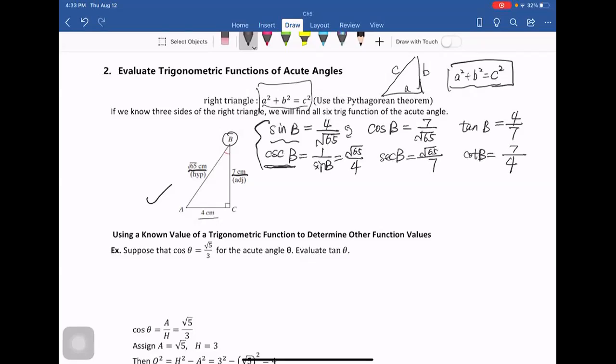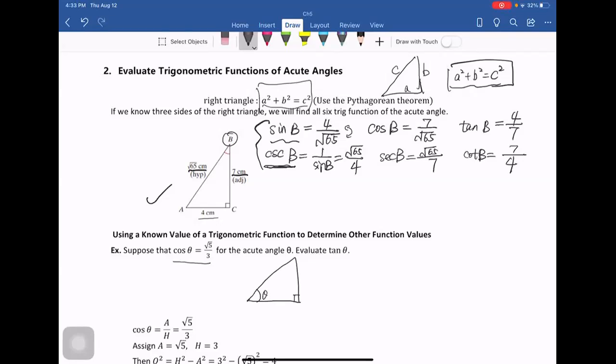Using a known value of a trigonometric function to determine other function values. Suppose cosine theta equals square root of 5 over 3. For the acute angle theta, evaluate tangent theta. First, we draw a right triangle and we assign this one is theta and this is 90 degrees.